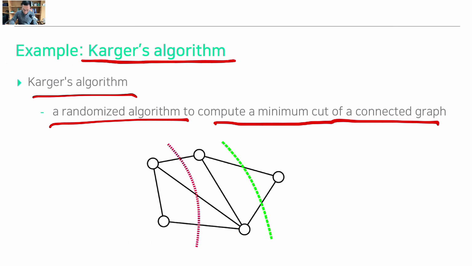Basically, you randomly choose the edges and merge the connected nodes into one, and we contract the graph data, and iteratively we contract the nodes until they find the minimum cut. So we'll give you more examples.